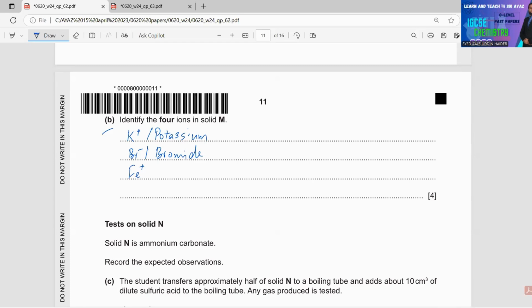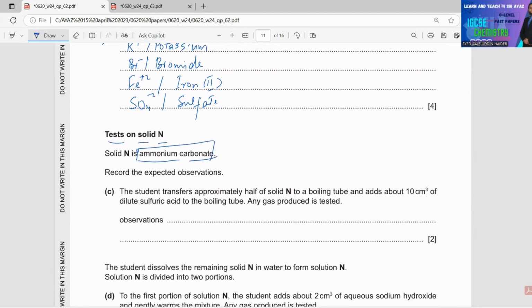Fe plus 2, or iron 2. Last one, sulfate, SO4 minus 2, which is sulfate. Test on solid N. Solid N is ammonium carbonate. Now they have given us the name of the substance, which is ammonium carbonate. Now this makes your life easy.